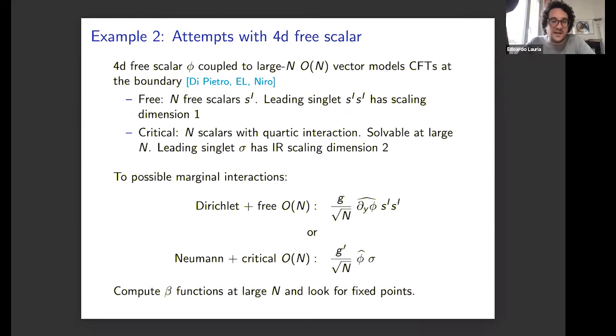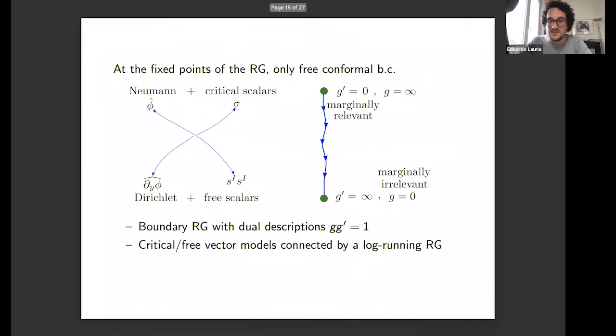But this is not quite the case, because if you now compute the beta functions at large N for these two couplings, g and g', working at large N, you can compute the beta function exactly to all orders in g and g'. So you can look for the fixed points for these couplings, and you realize that the RG fixed points for these two models just correspond to free conformal boundary conditions.